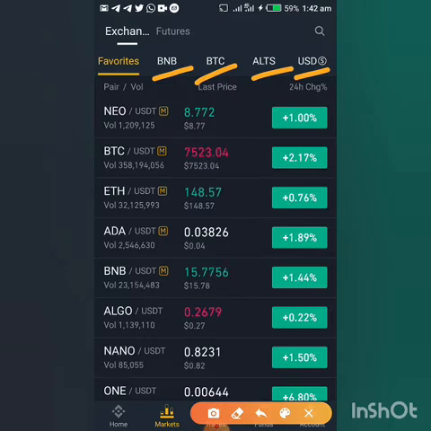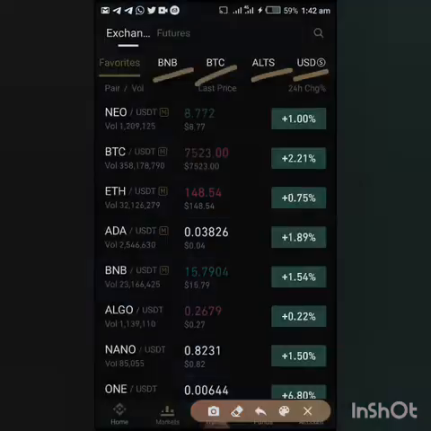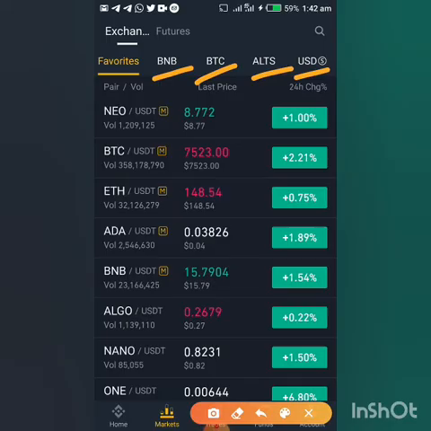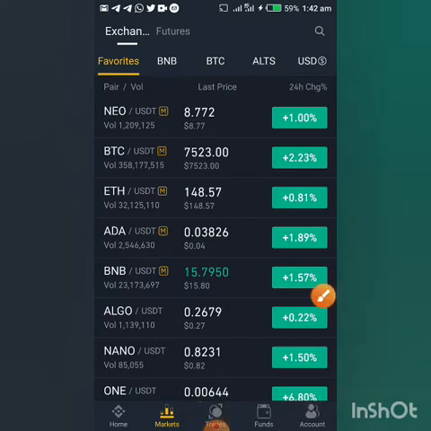Now, as you can see here, I'm at the favorites. These favorites are the coins I am looking at. Maybe I'm monitoring them, I want to trade them, or I'm trying to understand their market structure and what is happening at any point in time. That's why they are here. It doesn't mean I can't remove them. Maybe I want to remove, let's say, ADA, from my favorites.